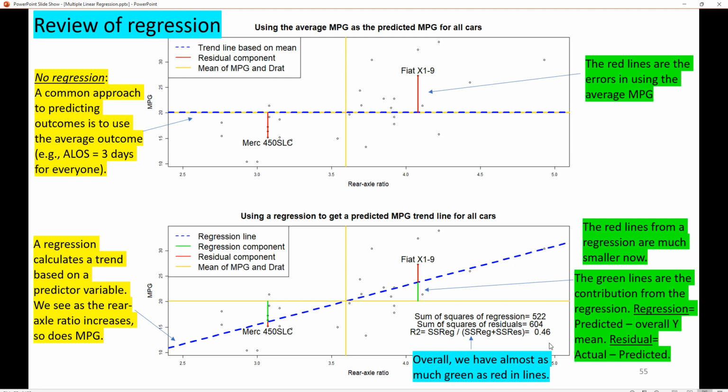So we see about half of the information that we have, half of the variation that we have, almost half, is explained by our regression line. And the red lines from a regression are much smaller now. The green lines are the contribution from the regression, and 0.46 is a large R-square effect. So that's a pretty effective model.